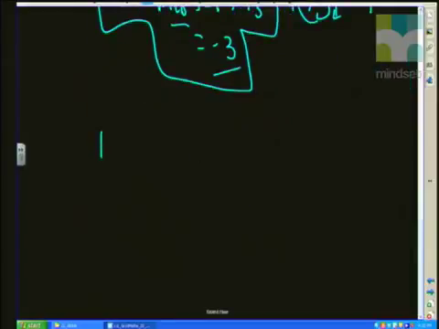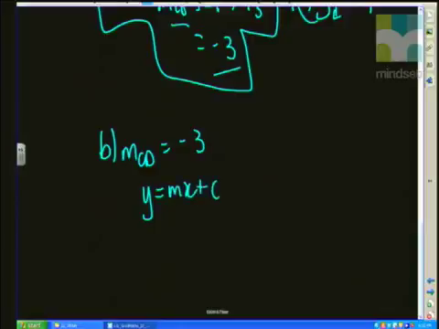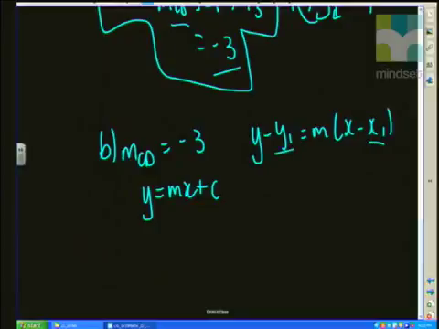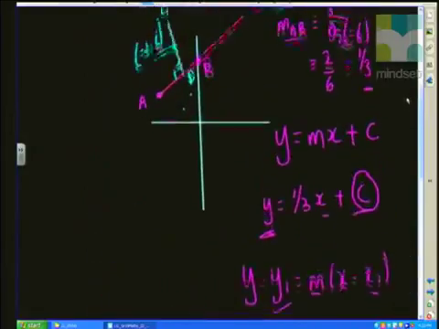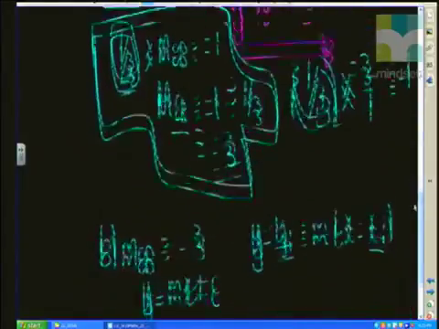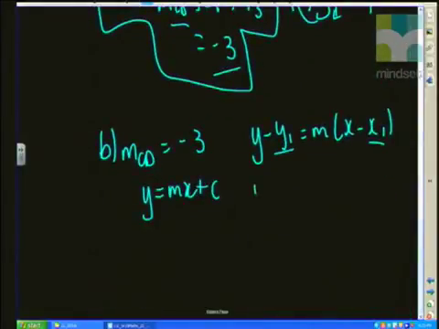So now I'm looking at part B. We know the gradient of CD is minus 3. I need the equation. I've got y is equal to mx plus c. Or if you don't want to use that one, you can use y minus y1 is equal to m times x minus x1. I've got a set of coordinates, so I can substitute those in. Remember, they told you it passes through minus 3 and 6. So minus 3 and 6, that was your coordinates.